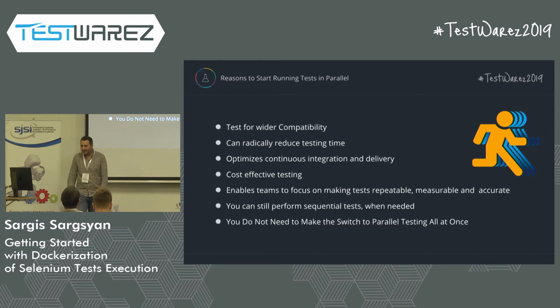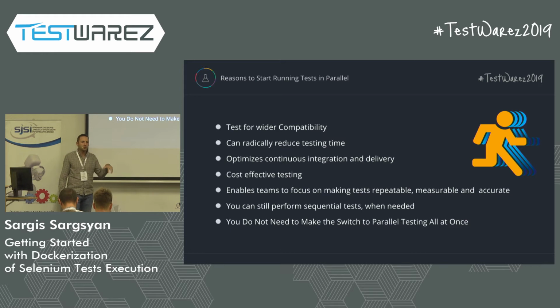the testing cost. It enables teams to focus on making tests repeatedly measurable and accurate. You can still perform single thread runs, and you do not need to switch to parallel testing all at once. When you start to go into parallel, you can go step by step. You don't need to just switch to that. So these are the goals that we want to achieve.